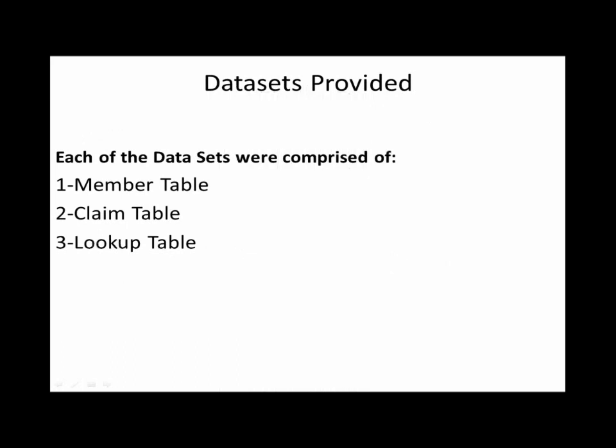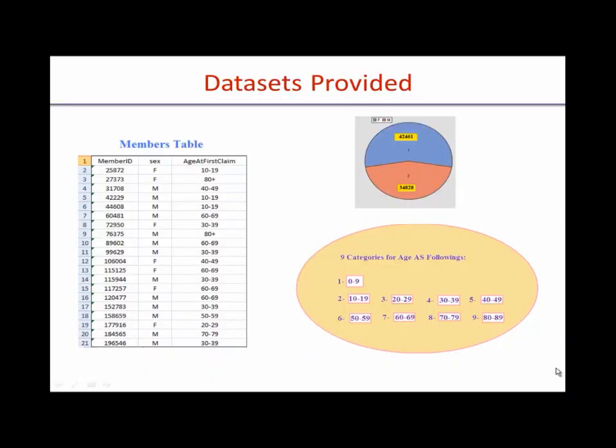The raw data sets we have were comprised of: first, the member table; second, the claim table; third, the lookup table. In the member table, there were variables like member ID, sex, and age at first claim. In the pie chart, we can see that the male patients, shown by the blue color, are more in number than the female patients, shown by the pink. Also, age at first claim was given in 9 different categories.